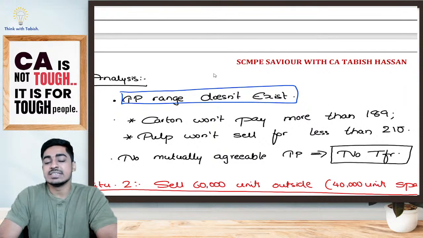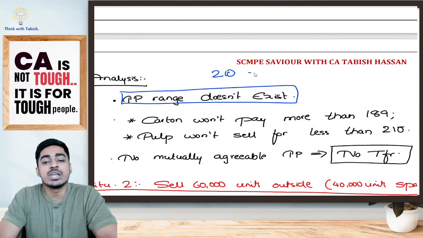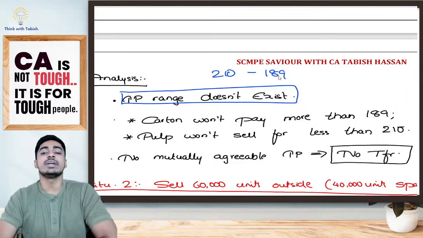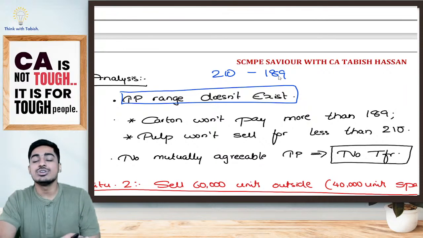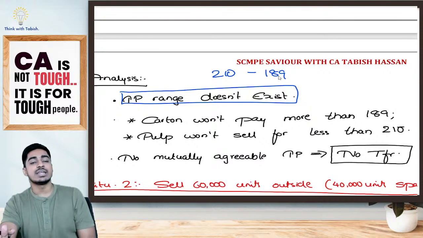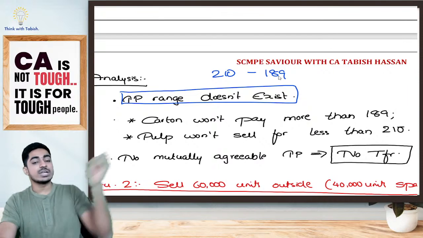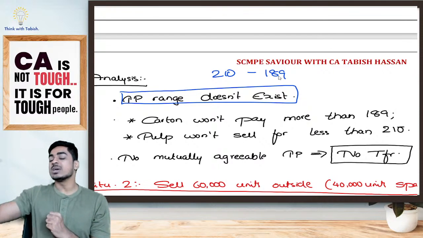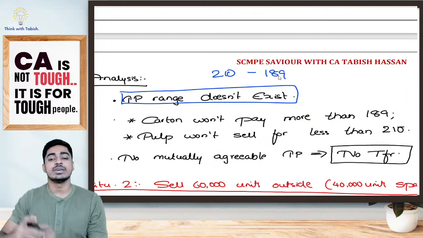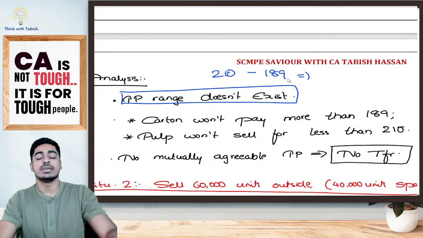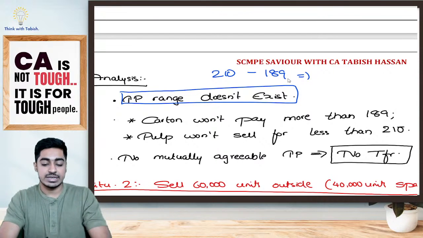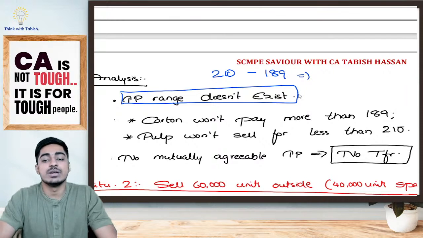The transferor is saying minimum 210 I want. The transferee is saying maximum 189. So the transfer should not take place. Ideally, what should the company say? Transferor, you sell outside and get 210 rupees. Transferee, you buy from outside at 189. For every unit, you'll be earning 210 minus 189, that is 21 rupees, if the transfer does not take place.